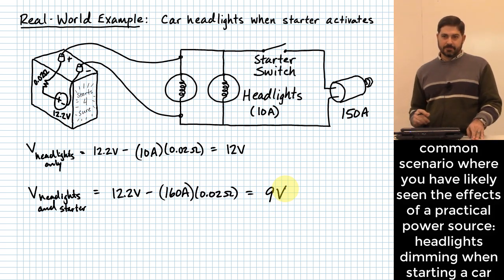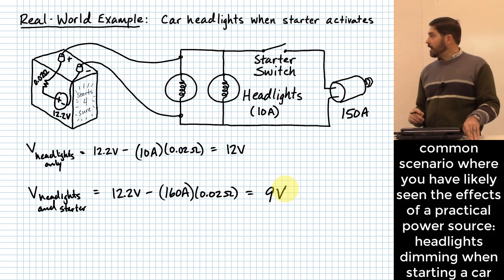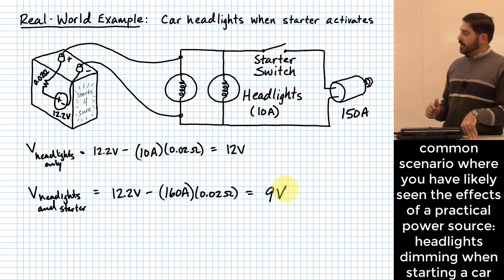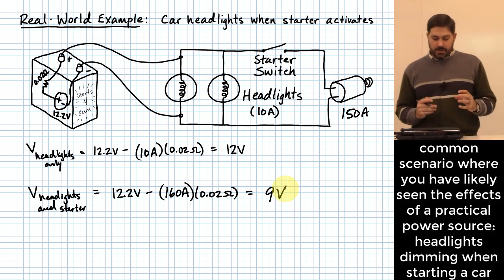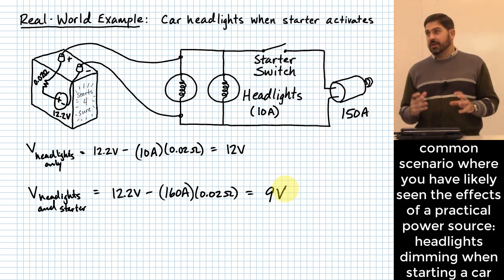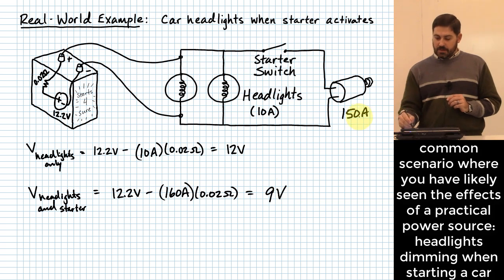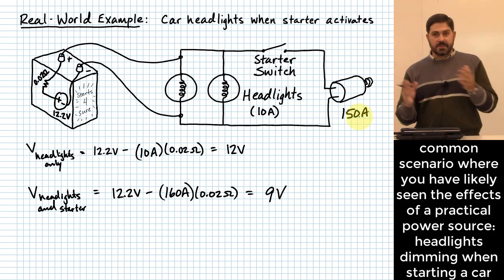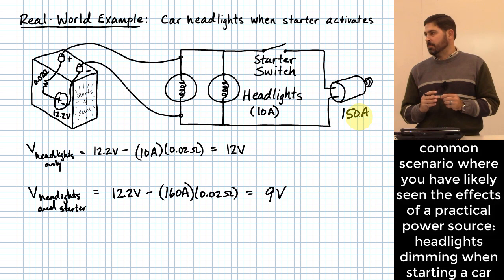Isn't that cool? It's because the battery in your car is not truly a voltage source. It is just a pretty good practical voltage source, right? That means it can produce a lot of current and still stay somewhat close to the amount of voltage it's supposed to be.